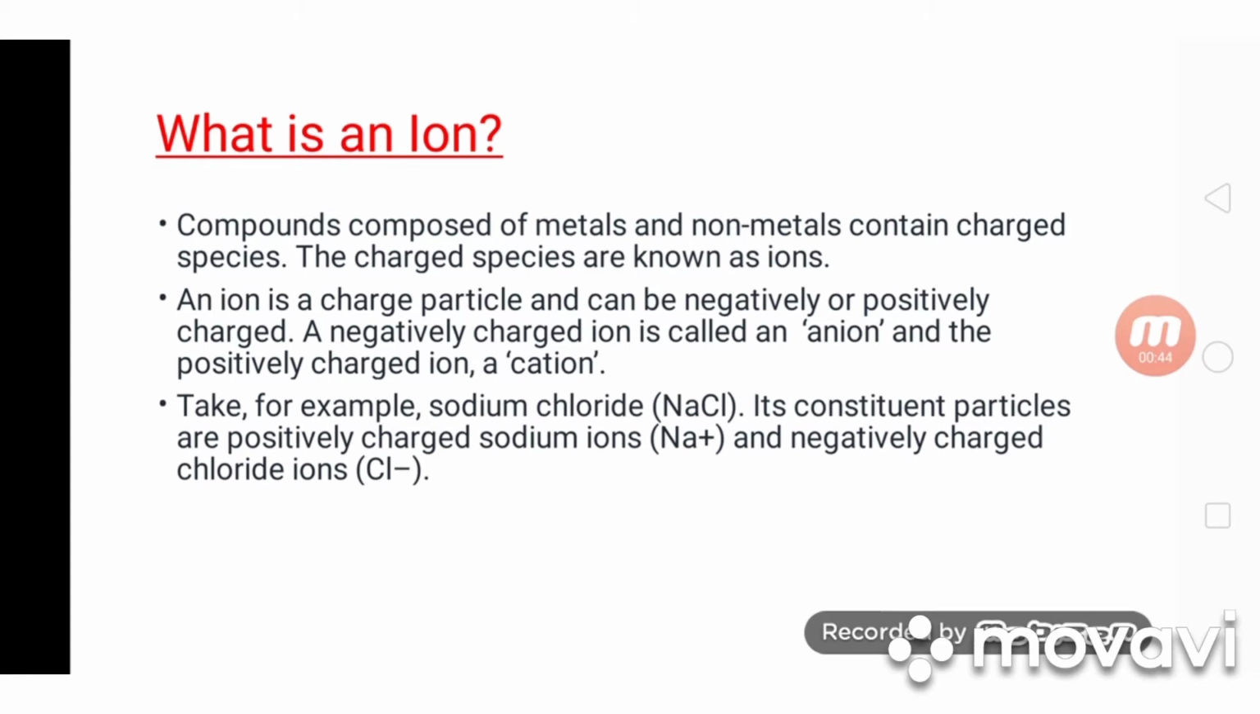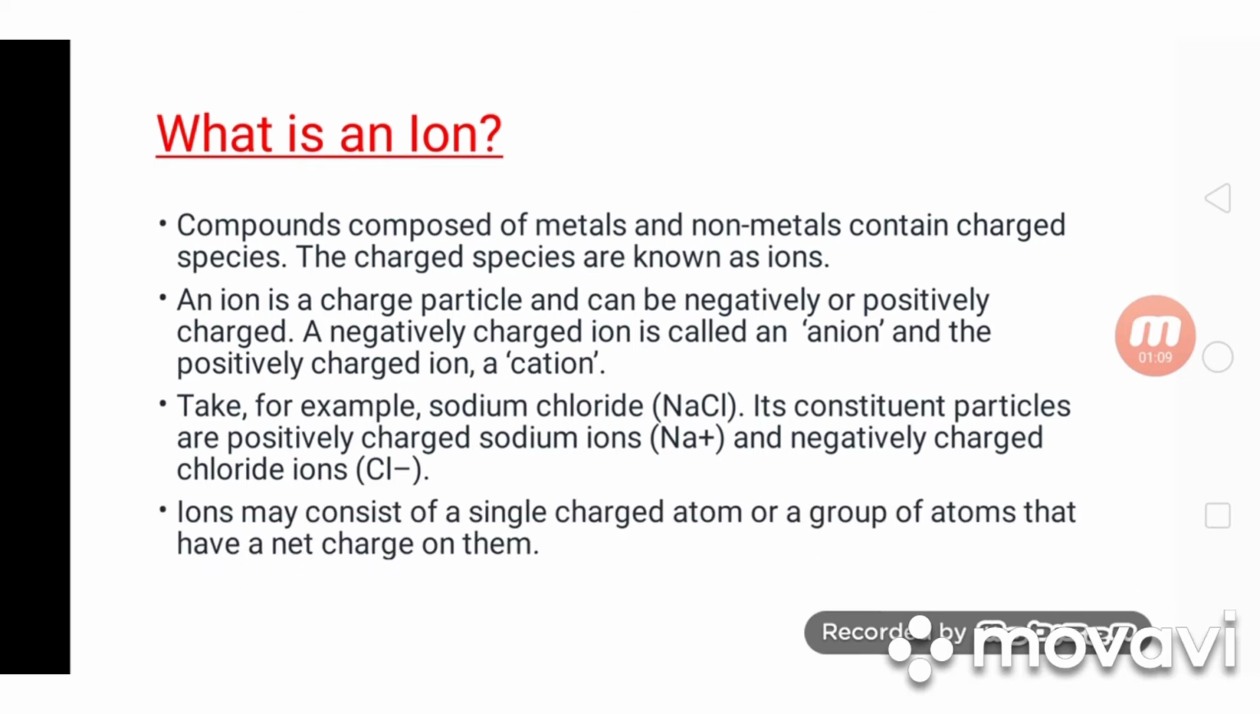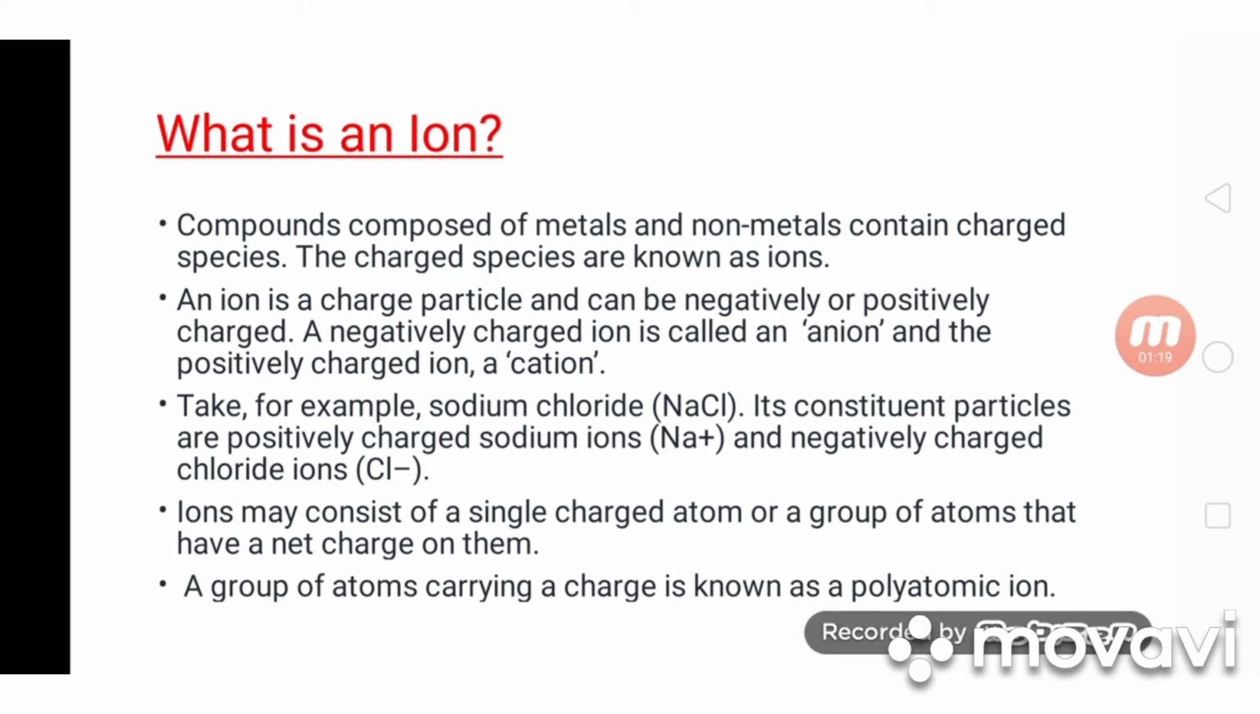Let us understand this better by taking an example. For example, we have sodium chloride, which is NaCl. Its constituent particles are positively charged sodium ions, that is Na+, and negatively charged chloride ions, that is Cl-. Ions may consist of a single charged atom or a group of atoms that have net charge on them. A group of atoms containing a charge is known as a polyatomic ion.